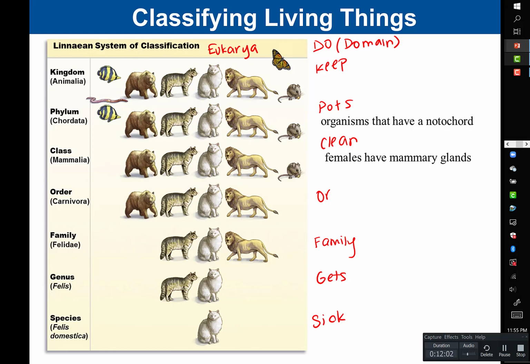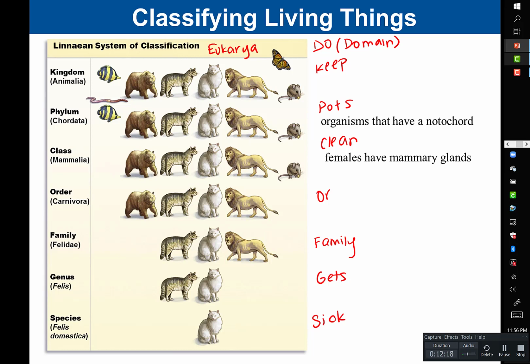We get to order. Order in this case, Carnivora. Carnivores, they eat other animals. So now the mouse is out. We still have the bear. We still have the cats. We still have the lion.